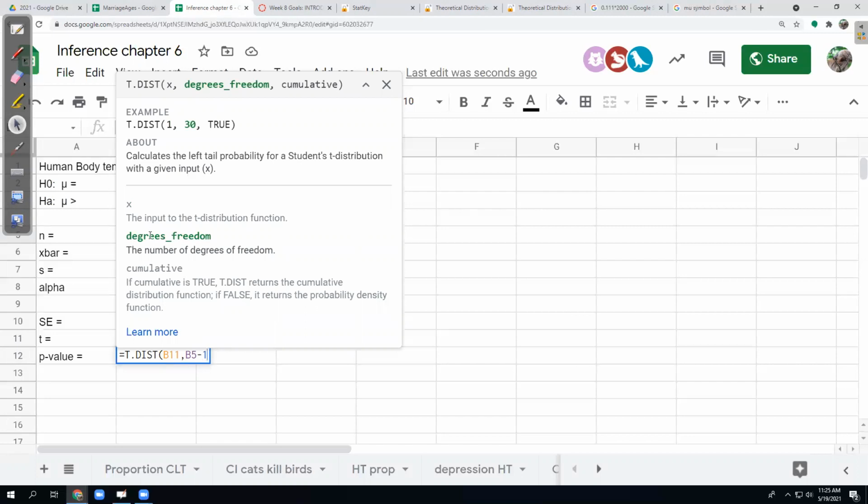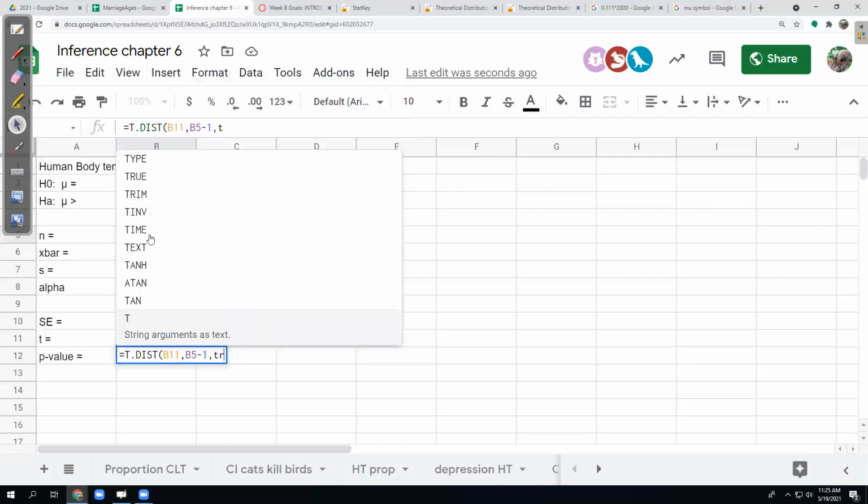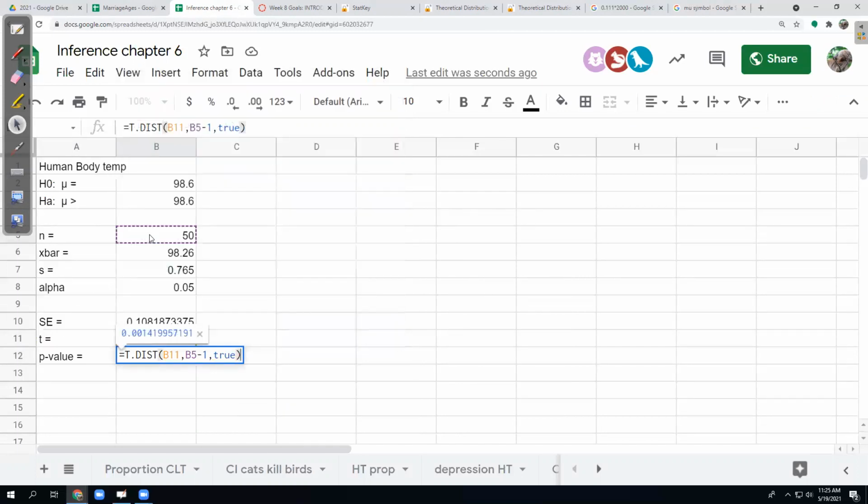And then it wants to know if it's cumulative. And the norm dist always wants to know that too. And that's always true for us. And so it gives me a p-value of 0.0014. Compare this to the picture StatKey draws. Let's take a look at that.